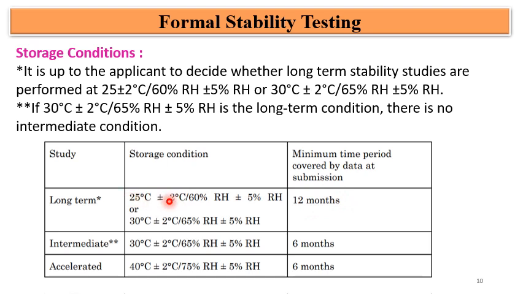So the condition is 25 degrees and 60% RH, or 30/65. If long term condition is 30/65, then no need to test the product for intermediate because both these are the same.